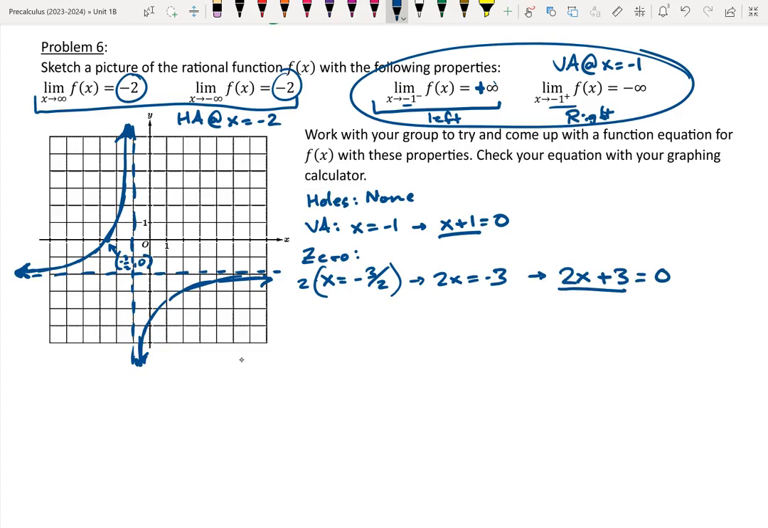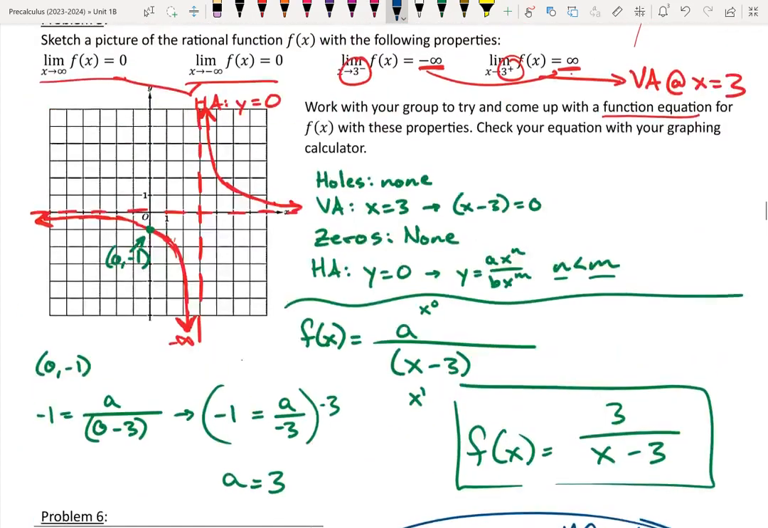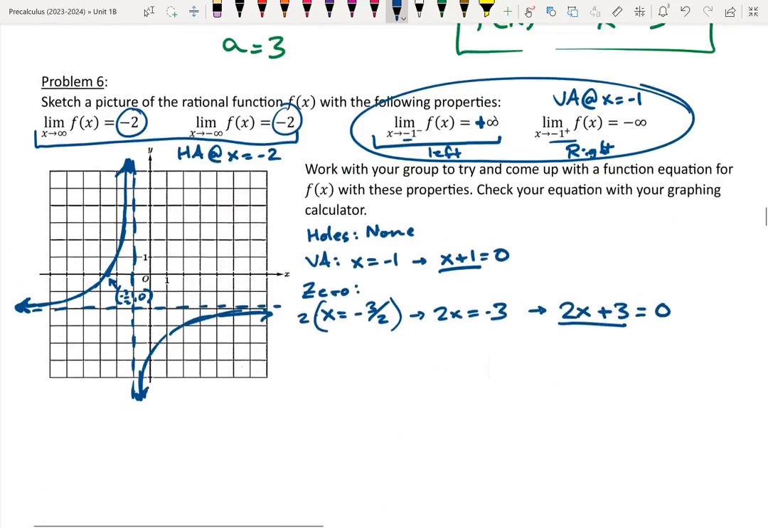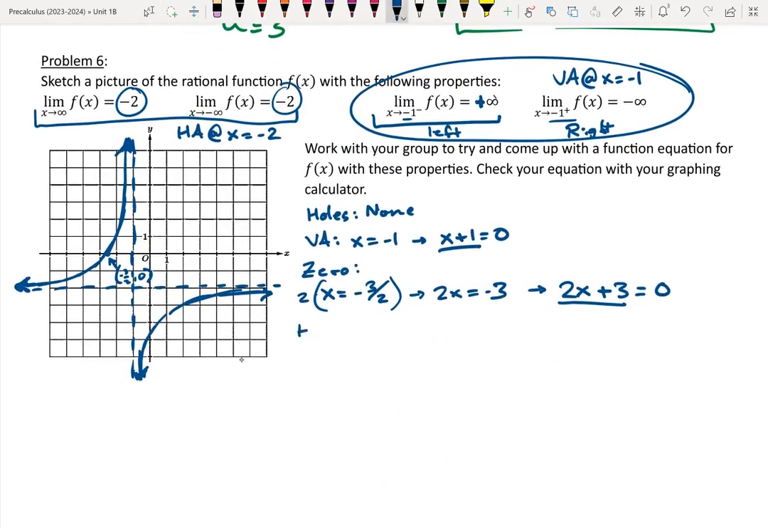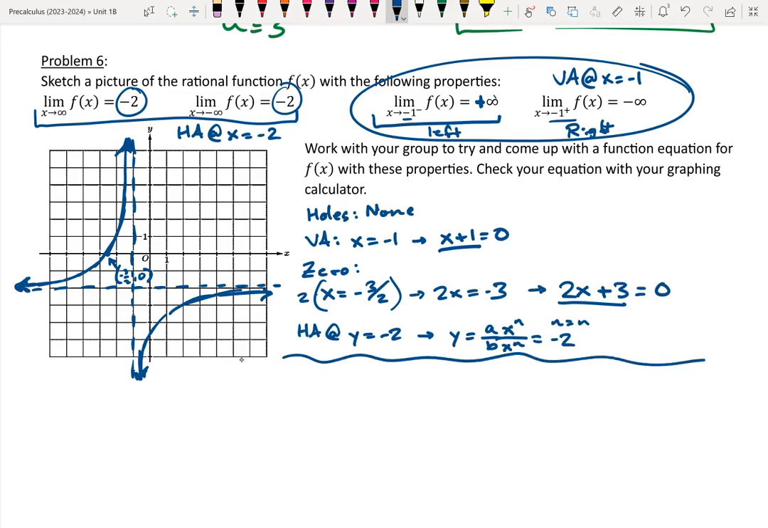All right, and so I think we have everything. Just need to address that horizontal asymptote. So horizontal asymptote at y equals -2. Remember that means that whatever our leading term is, the top degree and the bottom degree should match, such that when this all reduces, we are left with -2. So let's go ahead and see what we have.